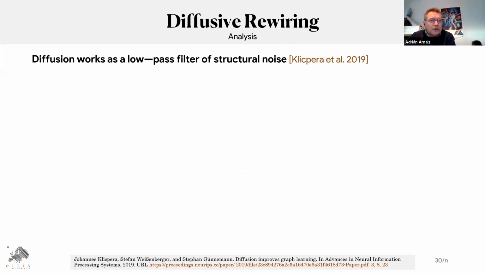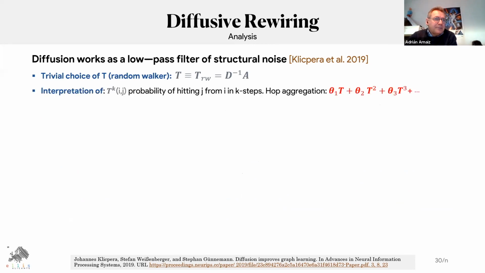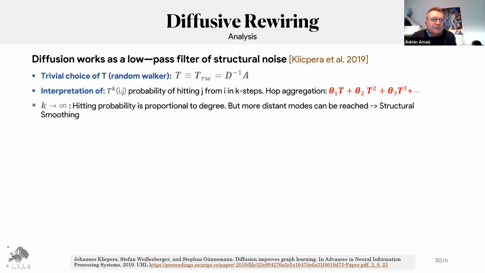And in practice, what happens is that diffusion works as a low-pass filter for structural noise. We can use, for instance, a transition matrix for the random walker, and the interpretation of T^K is the probability of hitting J from I in K steps. When K increases, the hitting probability is proportional to degree, because of the fixed point of the mixing time of the random walk, but more distant nodes can be reached. This is called structural smoothing.